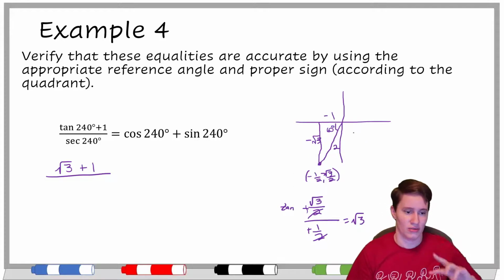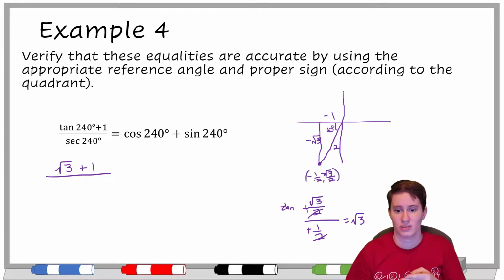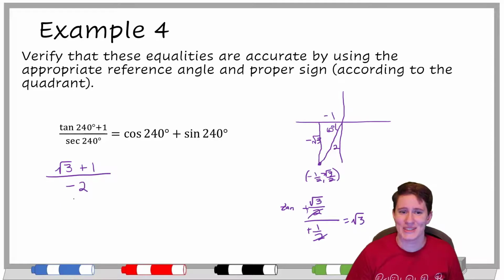Secant is the flip of cosine. So cosine is -1/2, so the flip of cosine is -2. So this is what we're hoping to get from cosine 240 plus sine 240. So 240 cosine, so adjacent over hypotenuse, or the x value, so that's -1/2. Sine 240 is opposite over hypotenuse, or the unit circle, negative square root of 3 over 2.